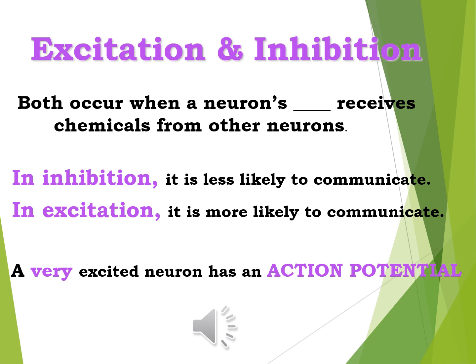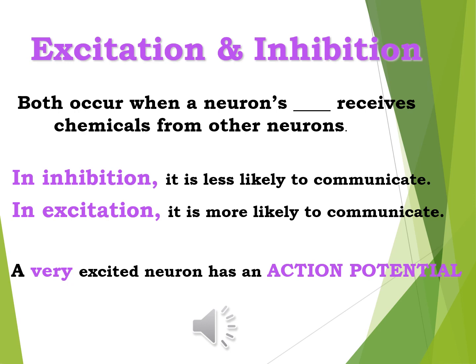So let's build upon the previous slide. We need to talk about excitation and inhibition. Both occur when the neuron receives chemicals from other neurons. What structure? Dendrites. These chemicals can have one of two effects, and only one of two effects, on the neuron.